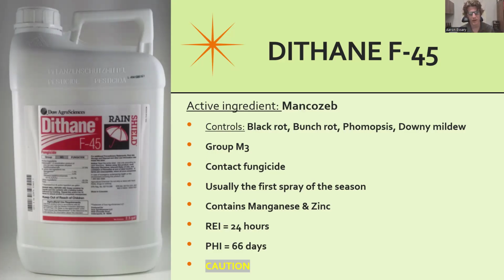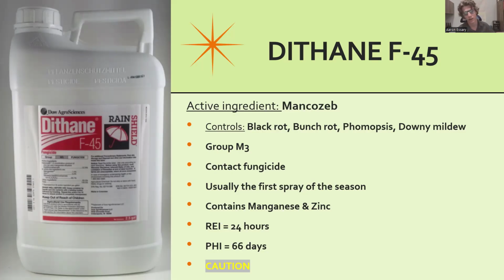It has a group M3 mode of action. It's a contact fungicide. It's not systemic, which is fine. And it is usually the first spray of the season, because it has a 66-day pre-harvest interval. You see, you cannot spray this one late into the season because you just don't have enough time before you're ready to harvest.